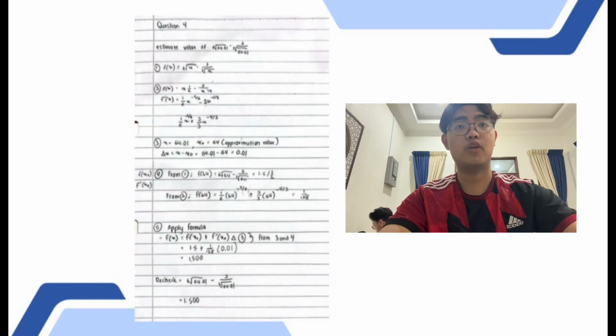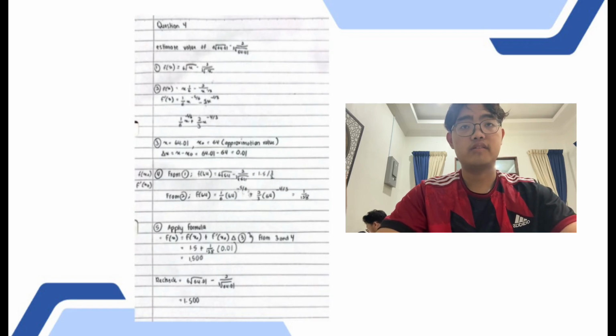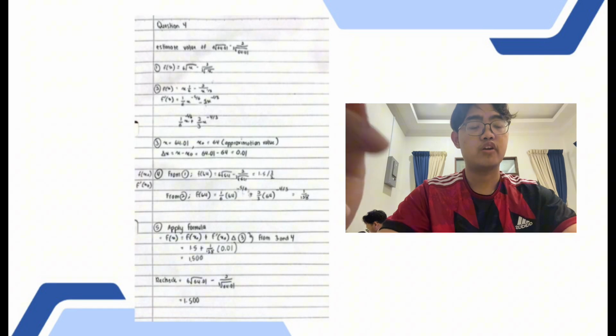Now I would like to explain the question of number 4. So for question number 4, I'm required to estimate the value of square root of 6, 64.01 minus 2 over square root of 3, 64.01, using linear approximation, correct to 3 decimal places.